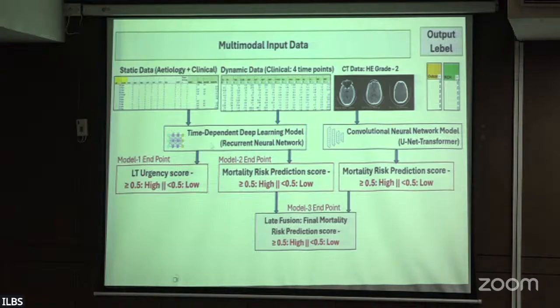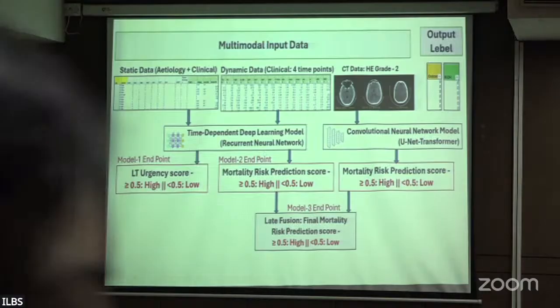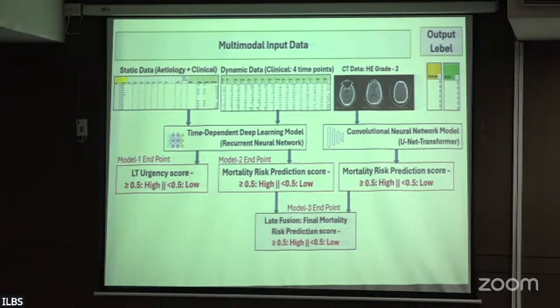So for this, the time point data set was analyzed with the static data sets using a recurrent neural network, because there was time dependency. Data was not standalone. There were time-variant characteristics. And a convolutional neural network, which we know is for images. So in parallel, these two models were developed for the endpoint LT urgency scoring and mortality risk prediction scoring.